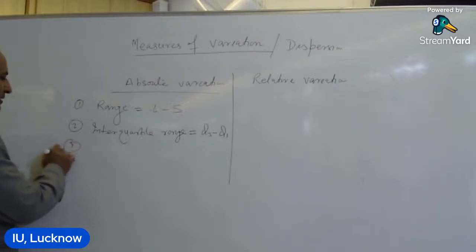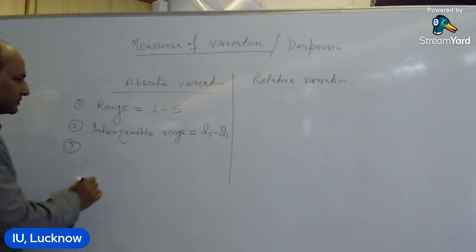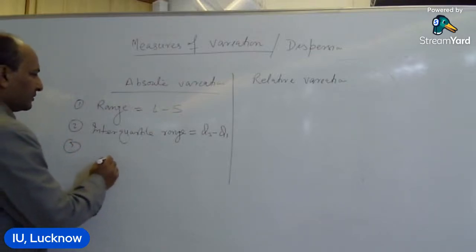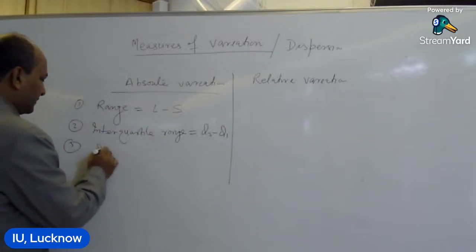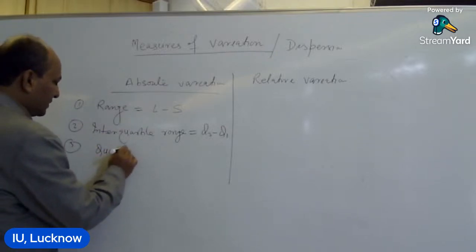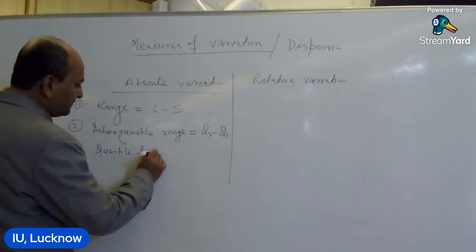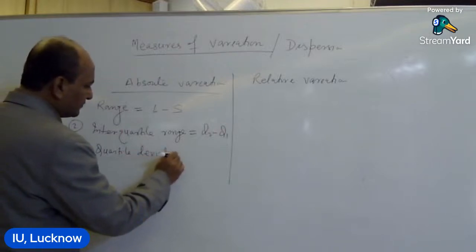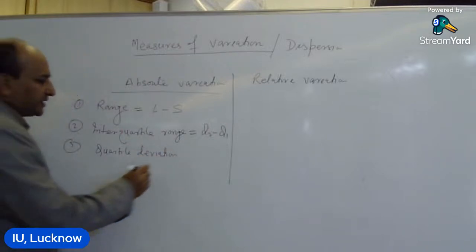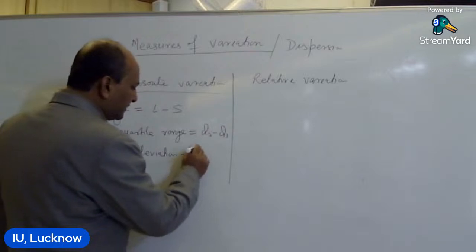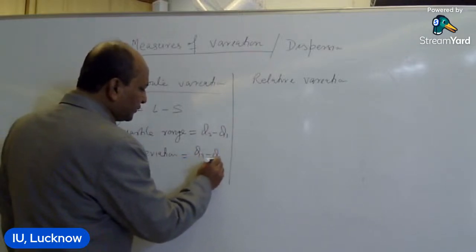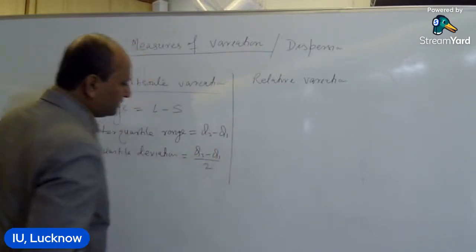The next is quartile deviation. The formula is (Q3 minus Q1) divided by 2.